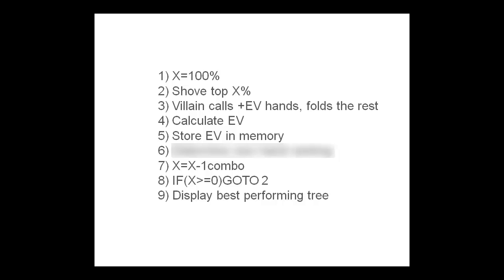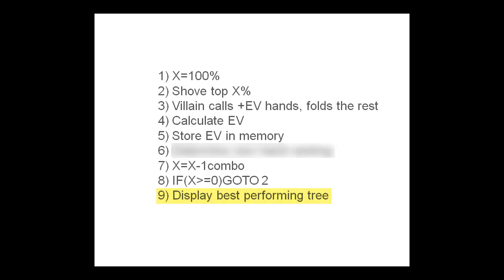There's one line blurred out at the moment, I'll get into that later. So let's have a look. First, the program initializes the range X at 100%, and then it shoves this top X%. After that, it determines which hands are plus EV for villain to call with, and then it recomputes to find the EV for shoving the top X% versus a perfect villain. And here, now that the EV for the top X% has been determined, one combo is removed from X. And as long as X is still greater than 0, the program goes back to line 2 and repeats the entire process.